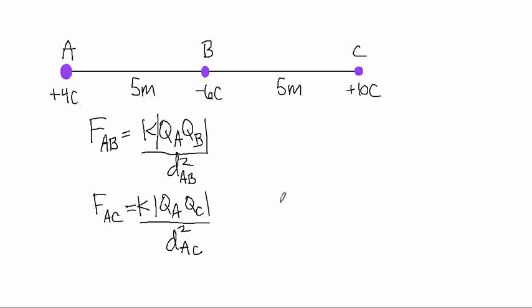Okay, now we step back and we deal with directions. So the force with respect to objects A and B would be attractive. The force with respect to objects A and C is going to be repulsive. All right, so the two contributions are in opposite directions, so we have to find the difference in the magnitudes. All right, why don't we subtract F sub AC from F sub AB?